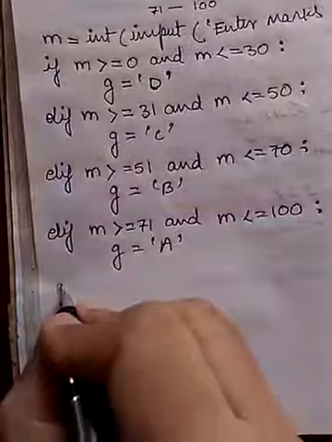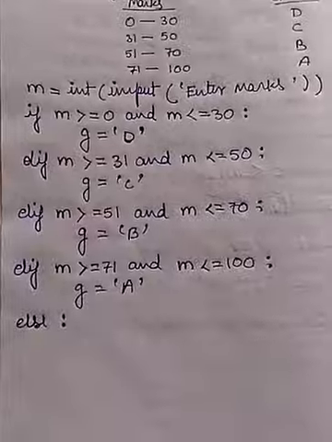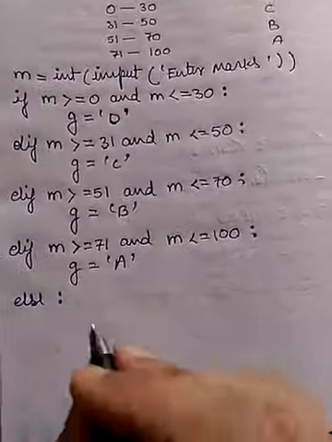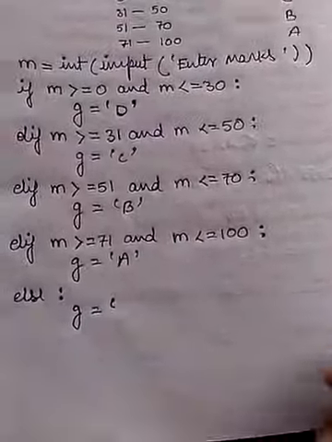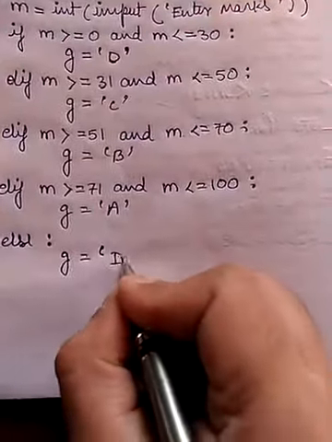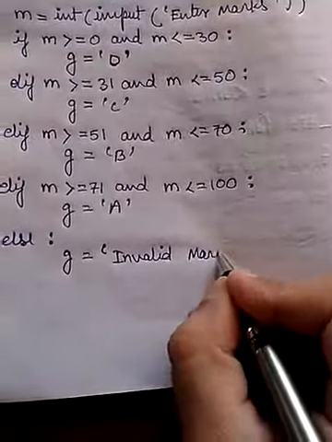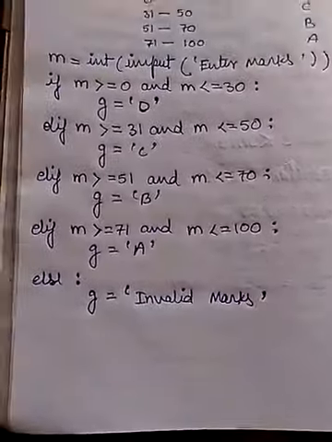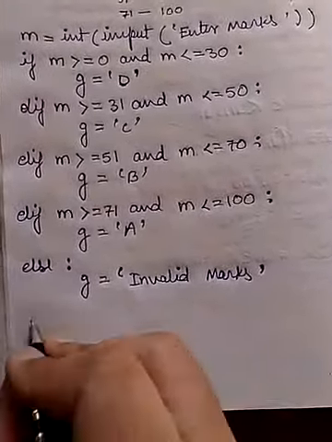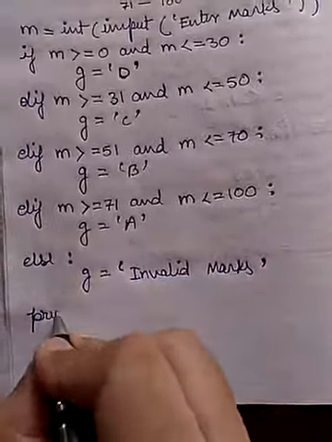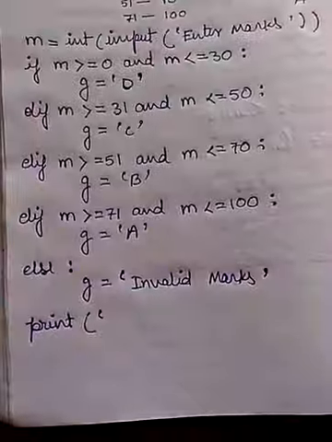Now I am writing the else part, because if any of the condition is not satisfied, then that is the invalid marks. So I am writing here grade equal to, I am writing the message whatever you want to display on the screen. Let us say invalid marks. So according to the condition the result will be calculated. Now we want to print the result. I have written print, the message which you want to display on the console.